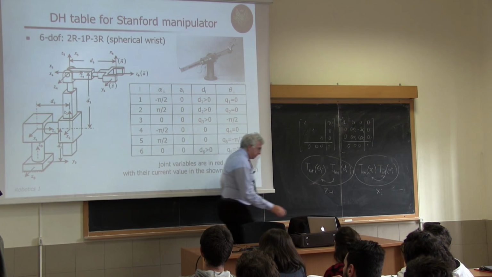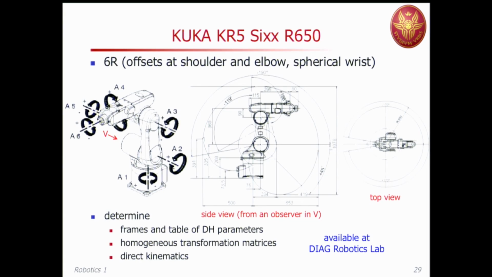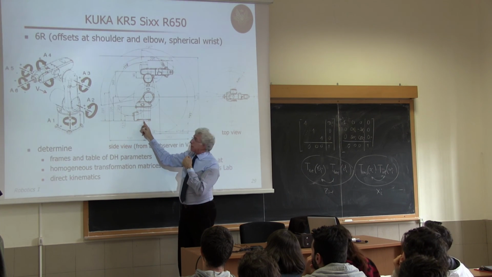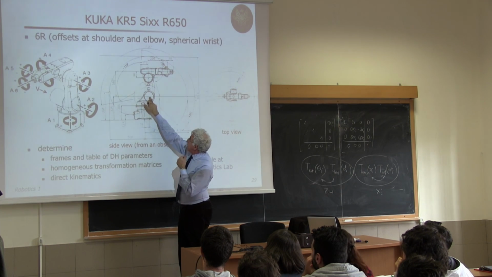And we conclude here, and the last 2 slides are just open exercises, and they refer to the 2 robots that we have in the lab. This is the KR5 Sixx. It's a 6 degrees of freedom robot, all revolute joints, with a lot of offsets. Look, this is the rotation axis of the base, around the base. This is fixed, so this is moving. And this is the shoulder.